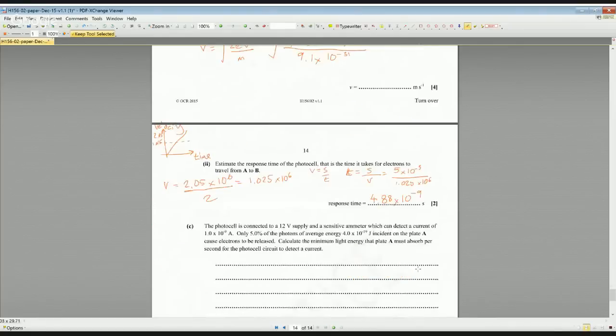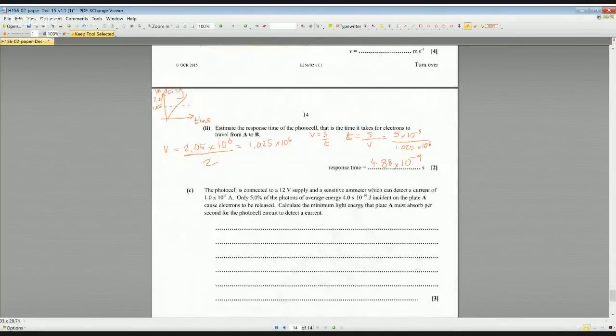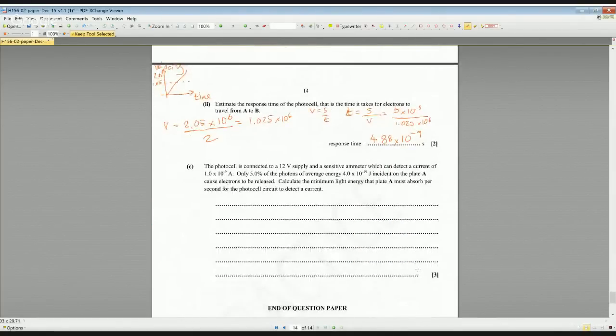And on to the final part of the question. This photocell is connected to a 12-volt supply and a sensitive ammeter which can detect a current of 1 times 10 to the minus 9 amps. Only 5% of the photons of average energy, 4 times 10 to the minus 19 joules, that hit the plate are released. So what's the minimum light energy that must have been absorbed per second? Quite a tricky question. Actually, in reality, it's just working with the numbers you've got here to eventually work backwards. So it requires an awareness of what each of these quantities represent.